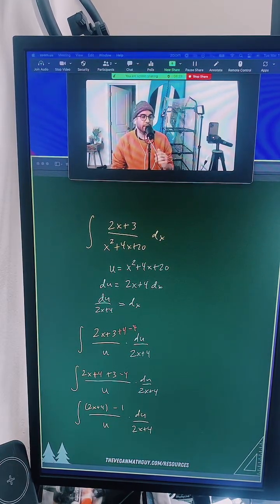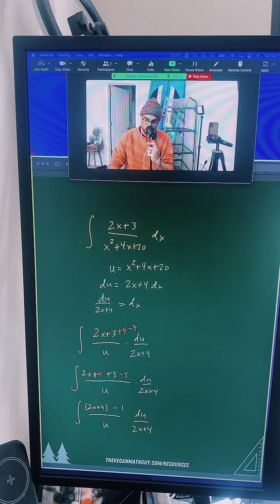All right, but check this out, guys. I'm going to separate this. On the top, I still have 2x plus 4 minus 1. So we're going to have to separate this into two different integrals here. So we have the 2x plus 4 over u minus the 1 over u. And then the whole thing is still being multiplied by 2x plus 4. So you see that we're going to run into some issues.